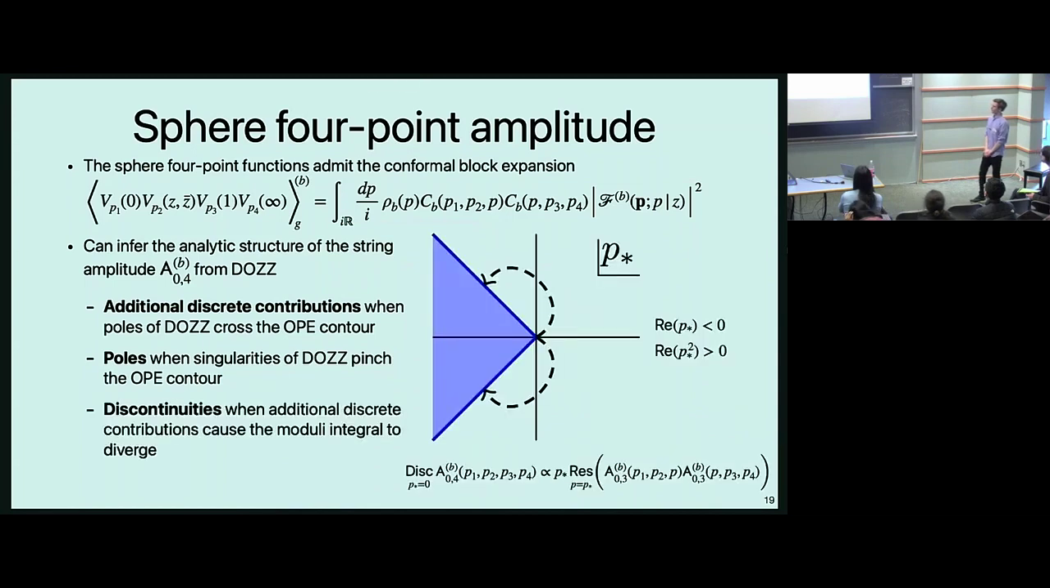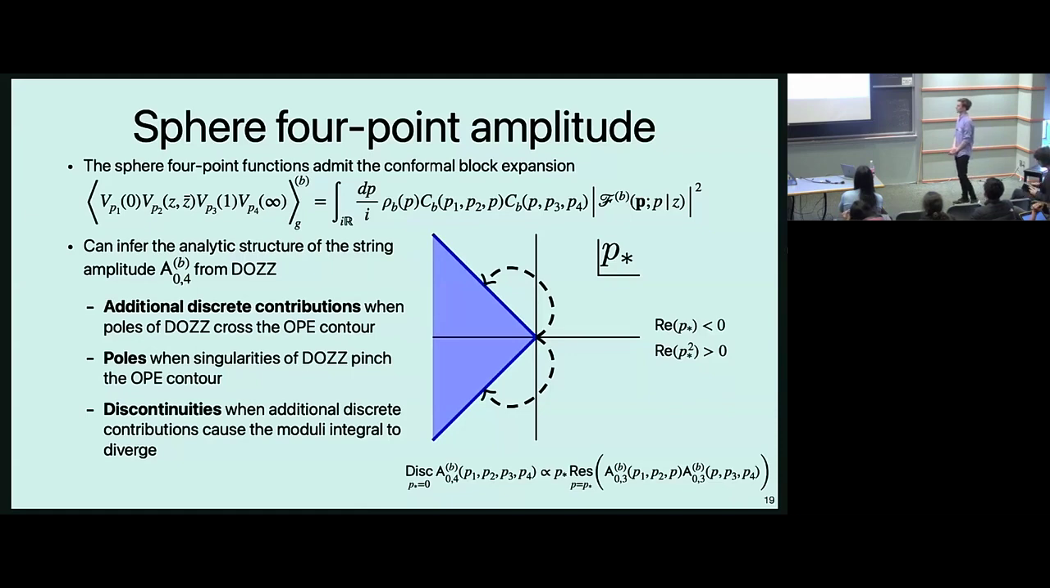Finally, there are discontinuities in the full string amplitude. And these occur when these discrete contributions coming from poles of DOZZ crossing the contour can cause the moduli integral to cease to converge. And so if we look at the P star plane, there's this wedge of divergence with real P star less than 0 so that it's crossed the contour, and real P star squared bigger than 0 so that the moduli integral doesn't converge. And so you want to compute the string amplitude by analytic continuation from a region where it converges inside this wedge. And it turns out that the answer that you get depends on whether you continue from above or below in this wedge.